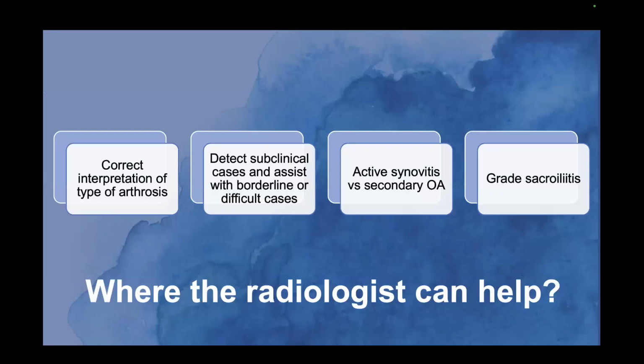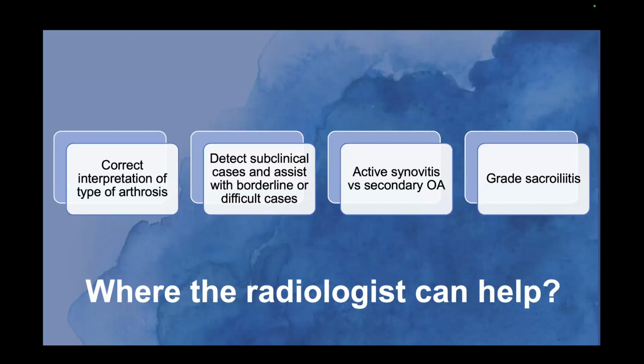So just to go back to the beginning, where can we help? Well, we can help to identify correctly what type of arthrosis we're dealing with. Are we dealing with a rheumatoid arthritis that has a classic pattern, or are we dealing with something where there's not necessarily radiographic changes, in which case you might need to do MRI or a targeted ultrasound? And that can be helpful when we're looking for borderline or difficult cases.